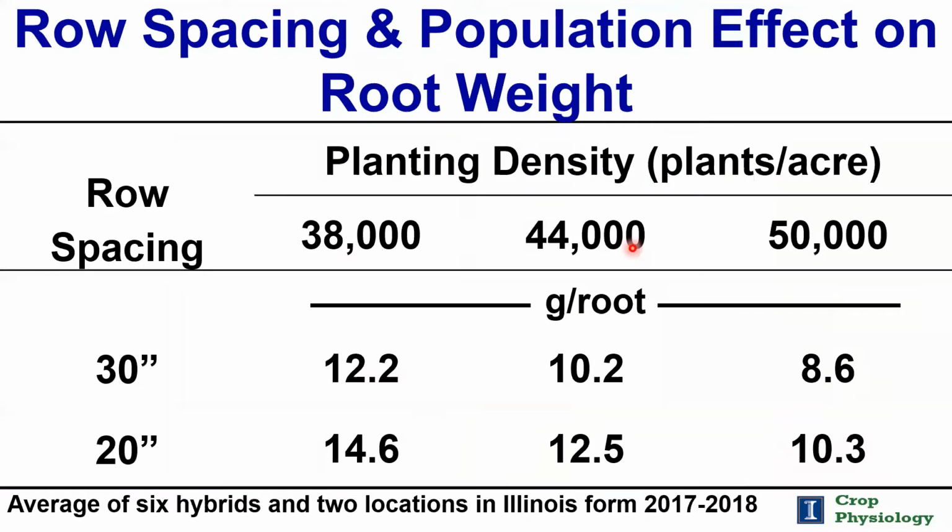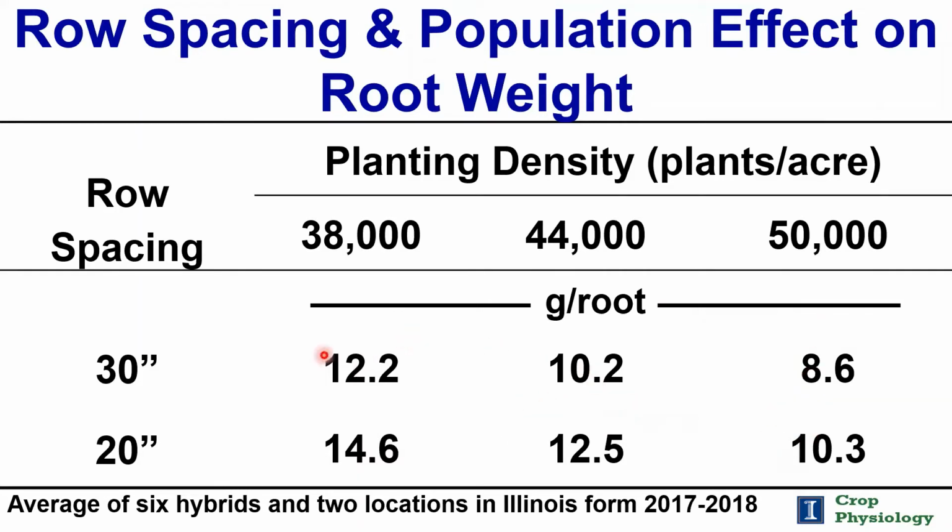And what we see, we've dug roots in both 30-inch rows and 20-inch rows. Here I have our 2 spacings, 30 inches, 20 inches, 3 different planting populations, 38,000 up to 50,000 plants per acre. And what we see is about a 20 to 25% increase in root mass when we switch from a 30-inch row to a 20-inch row within any one of these respective planting densities.